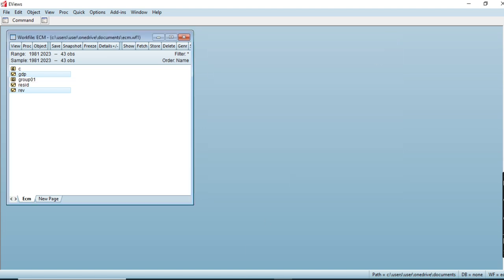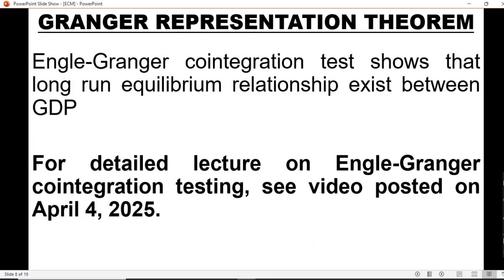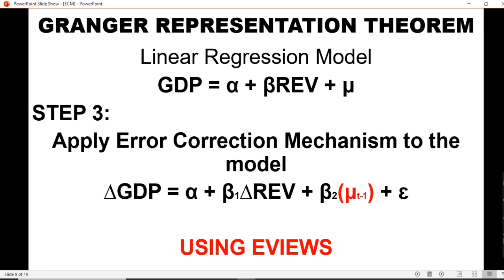And then we'll now move to the next step. What did we discover once we did the co-integration test? The Granger co-integration test shows that a long-run equilibrium relationship exists between GDP and government revenue. So for a detailed lecture on Granger co-integration testing, see the video posted on April 4, 2025. So the next step is for us to apply the error correction mechanism to the model. So our model changes from GDP is a function of government revenue to first difference of GDP is a function of first difference of government revenue, including the error correction term.